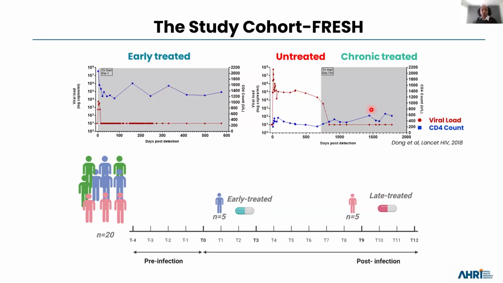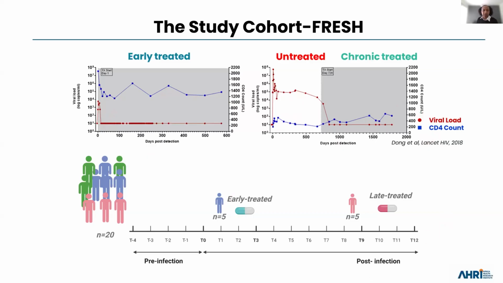I just wanted you to see the viral load as well as the CD4 count kinetics in the two treatment groups. So in the early treated group, we have ART initiated immediately, within 5 days of infection, whereas in the chronic treated group, we have ART initiated maybe a year or 2 years later.